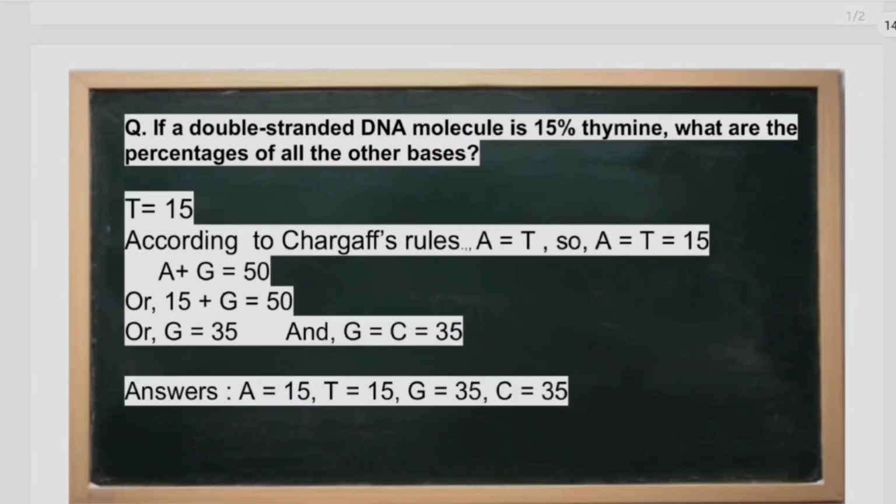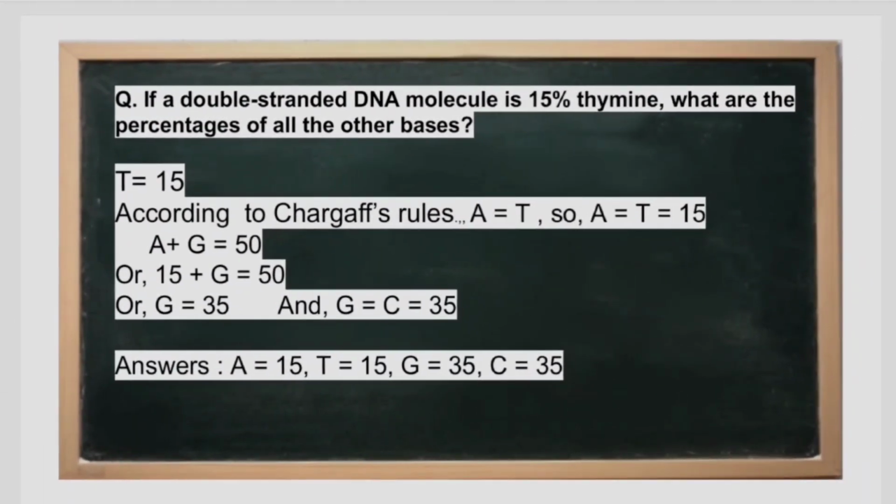Okay, now we have to do some maths regarding this, depending upon this Chargaff rule. These are very simple maths. One of which is, the question says, in a double-stranded DNA molecule, 15% is thymine. What are the percentages of all other bases? So, what they have given is that thymine is 15%. 15% means if I consider that a total of 100 bases are there, then 15 of the 100 is thymine. So, according to the Chargaff rule, we all know that A is equal to T. That means whatever number the thymine is, the same number will be adenine. So, adenine will be 15 as well.